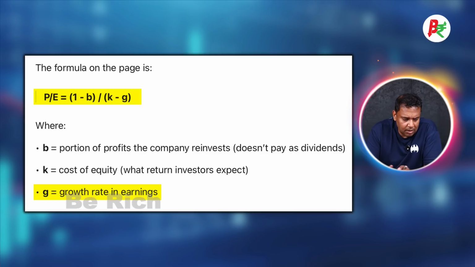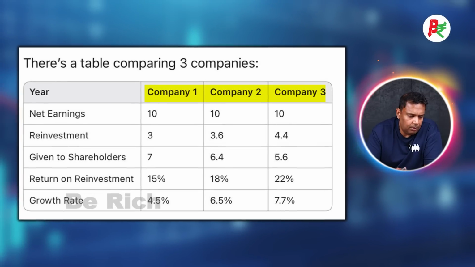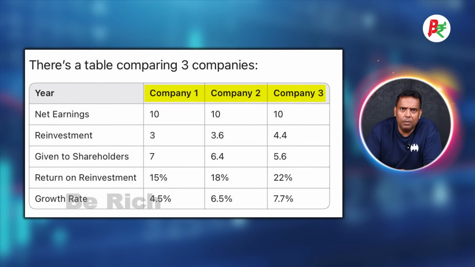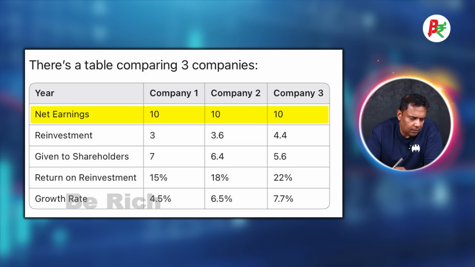So let's do a simple analysis. For an example, we have company 1, 2, 3. I'll ask Rupesh to put this chart up on the screen as I walk through it. First, the net earnings for each company is the same, 10, 10, 10. That is what their net earnings are. So we start with the same.